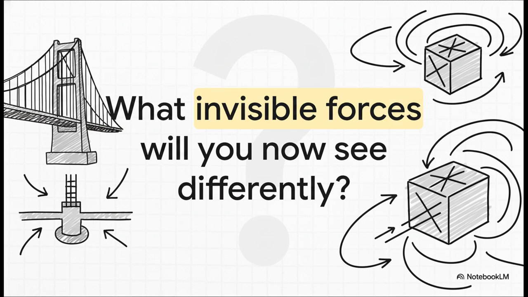So Mohr's circle literally gives us a way to see the invisible forces swirling around inside of materials. It's an amazing tool. So now that you get it, now that you can visualize stress, think about it next time you cross a bridge or walk into a skyscraper. What are the hidden forces holding our world together? And how might you see them just a little bit differently now?